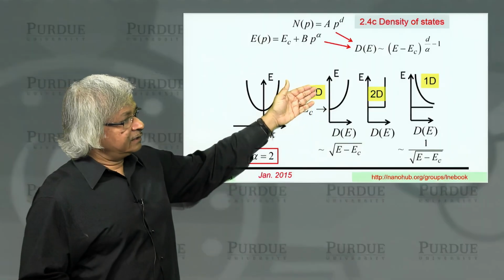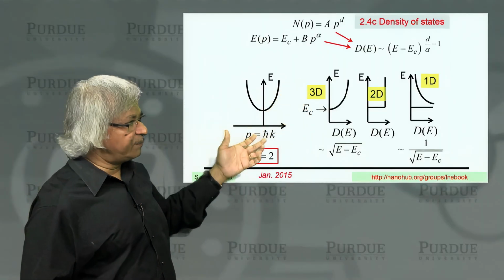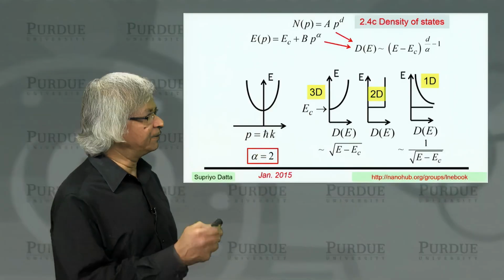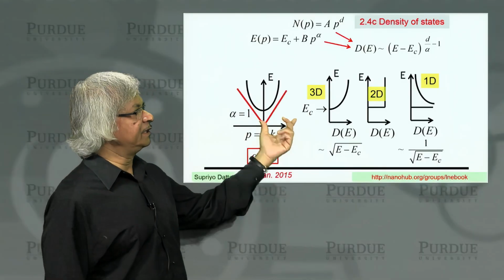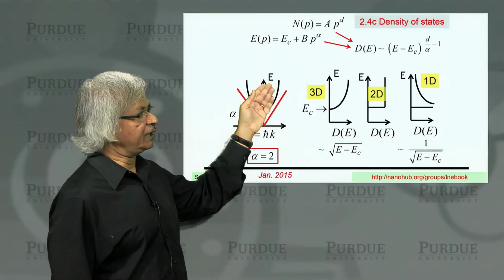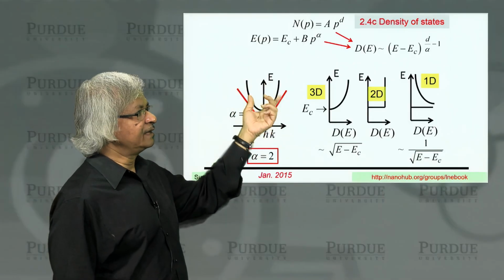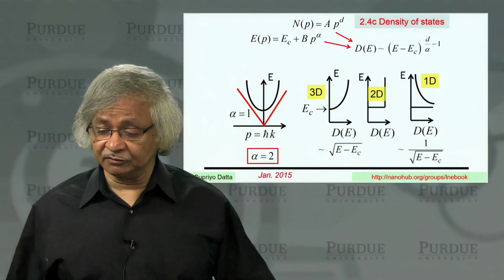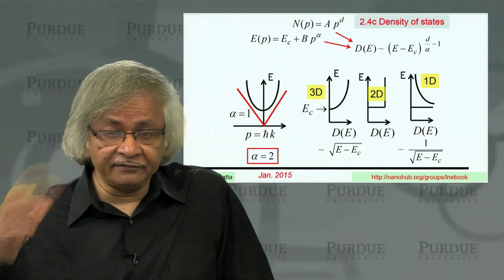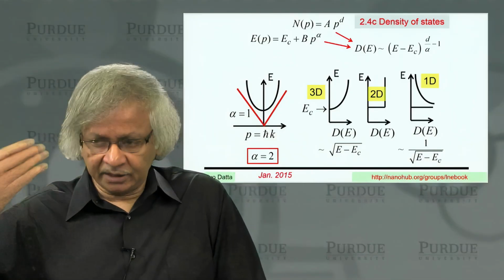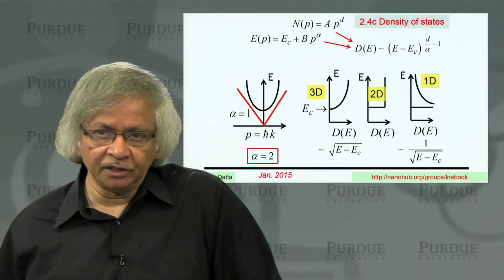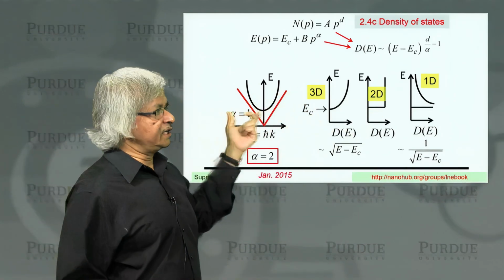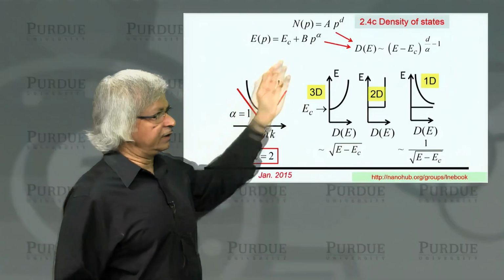Note that these results depend on both the dimensions and this alpha. So for example, if you had a material with alpha equals 1, that is where the energy momentum relation, instead of being parabolic, was linear. There's actually a material that's of great interest these days called graphene, where the common assumption is that the energy is linear with momentum. So all the results would change because now alpha is equal to 1 and you'd have to use that.